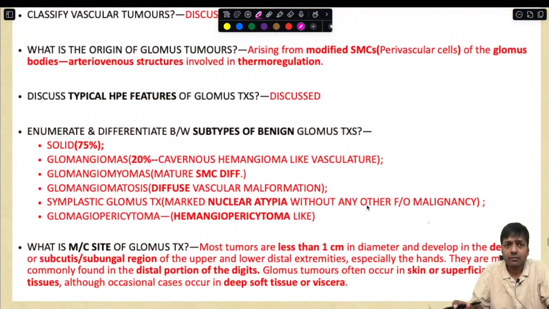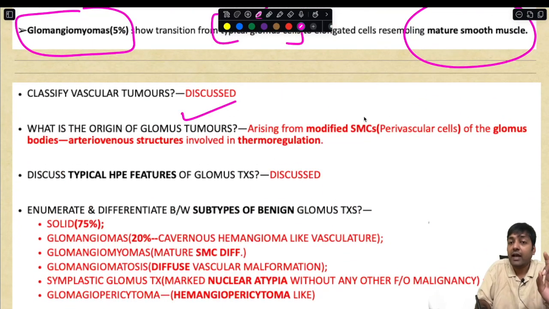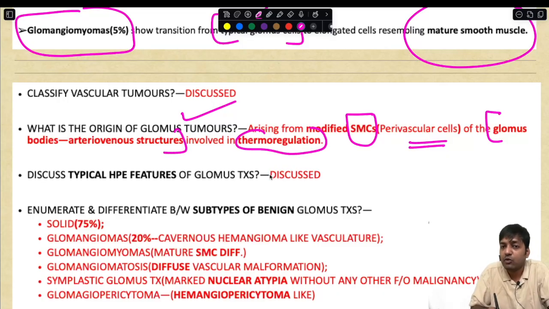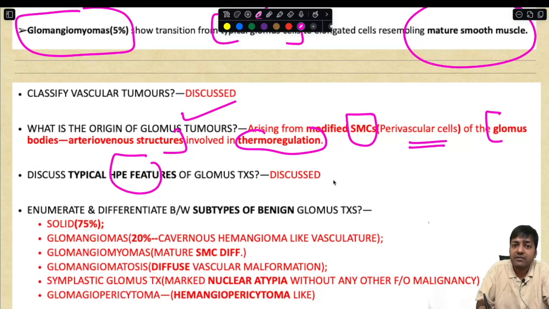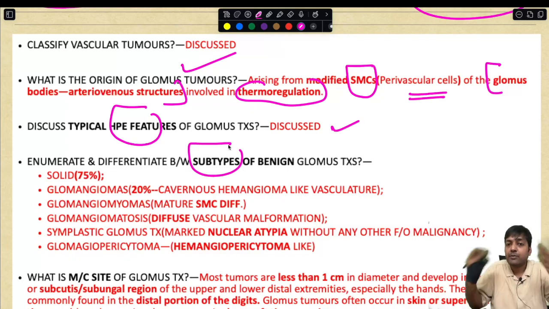Next important question, what is the origin of glomus tumor? They arise from modified smooth muscle cells, which are perivascular cells of glomus bodies, arteriovenous structures, which are involved in thermoregulation. So what are these modified smooth muscle cells? These are nothing but glomus bodies or arteriovenous structures involved in thermoregulation. Typical histopathology features we have already discussed. Enumerate and differentiate between the different subtypes of benign glomus tumor.